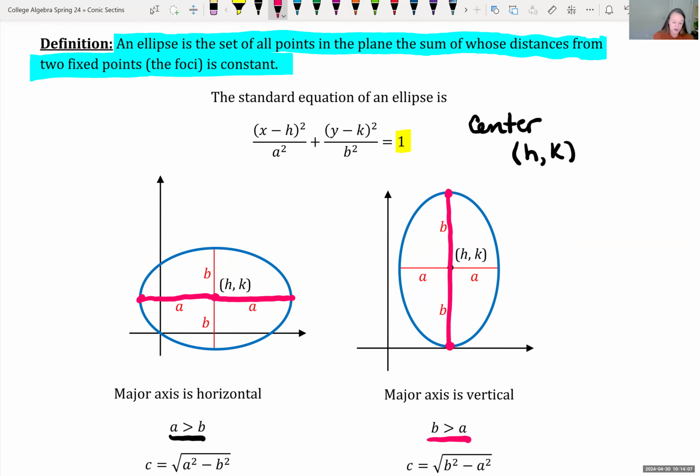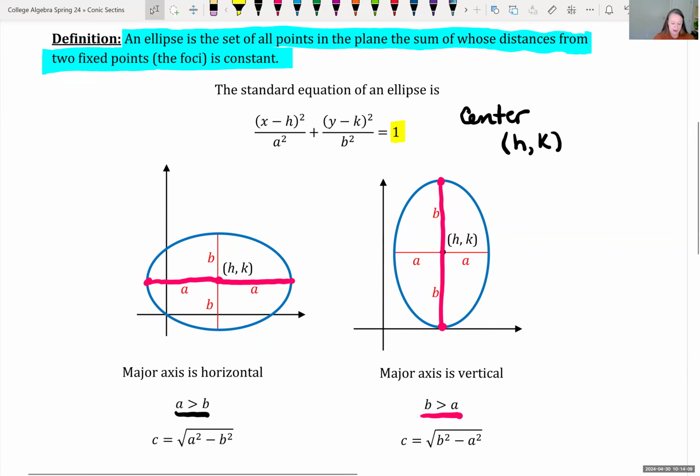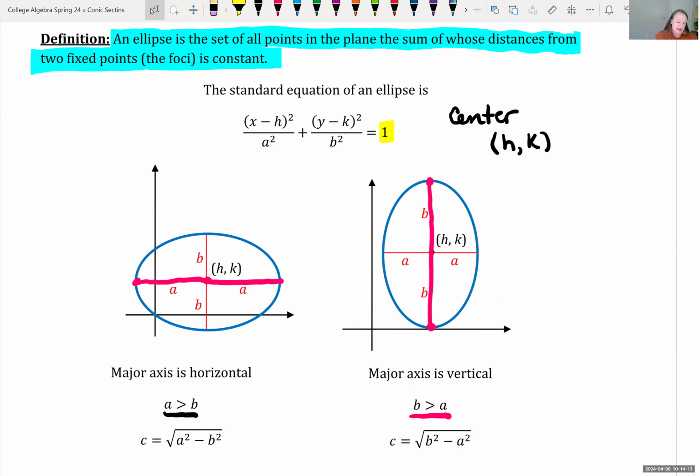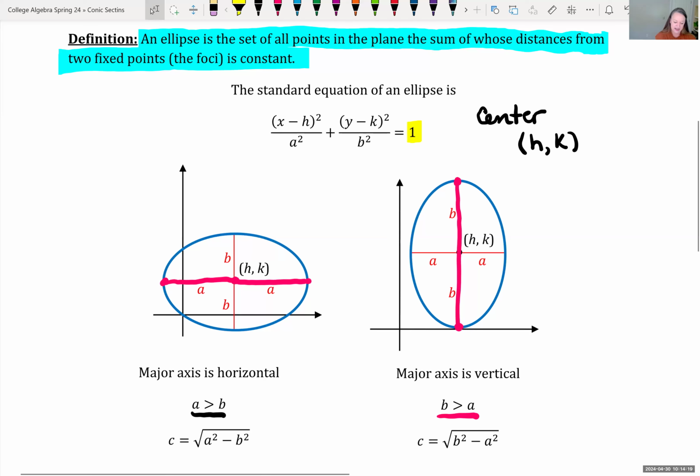So you're looking at which one is larger in the denominator. I usually always have A as the larger number. In this book, I think they do it a little differently than what I'm used to. So the major axis, that length, depends on which is the larger axis.